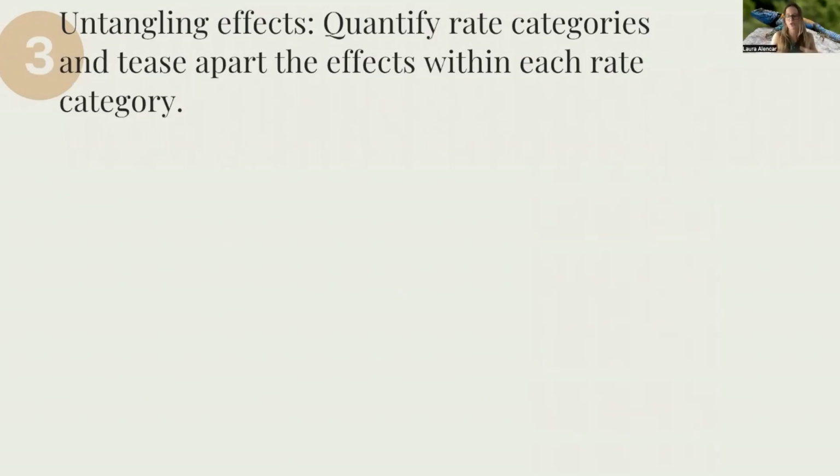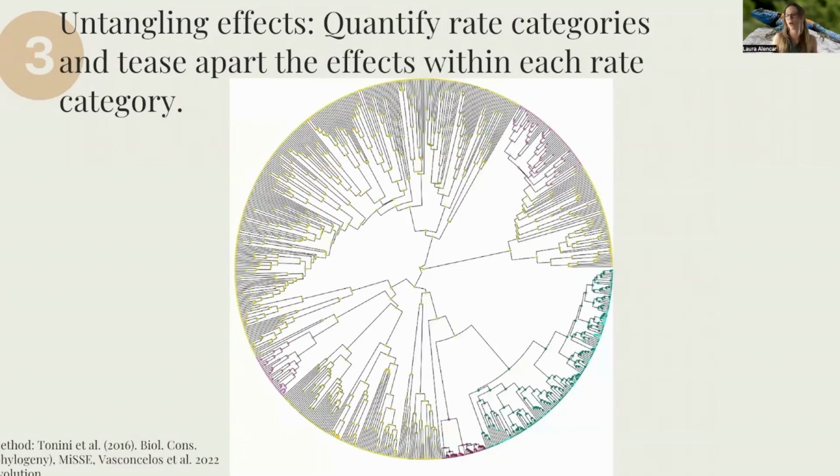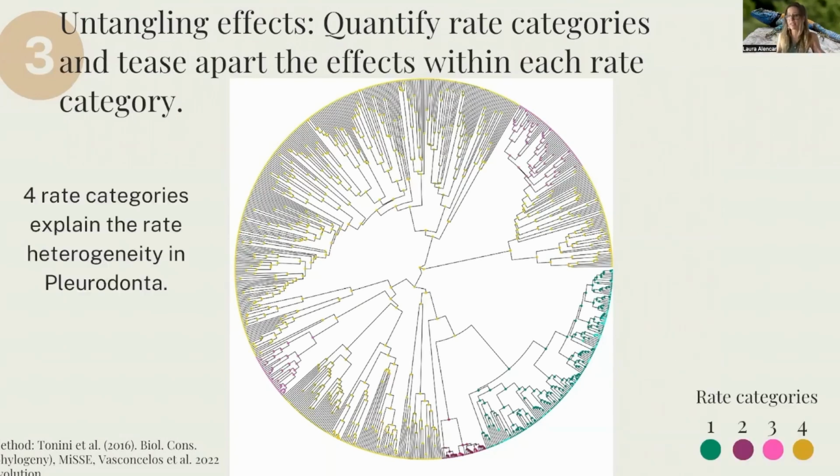To find that out, we took a different approach by using a combination of SSE, or state-dependent speciation extinction, models. And the first method we use is called MiSSE. What MiSSE basically does is quantify the number and location of the rate categories that best explain the diversification rate heterogeneity across a given group. Specifically in Pleurodonta, MiSSE suggests that four rate categories best explain their rate heterogeneity, which are here.